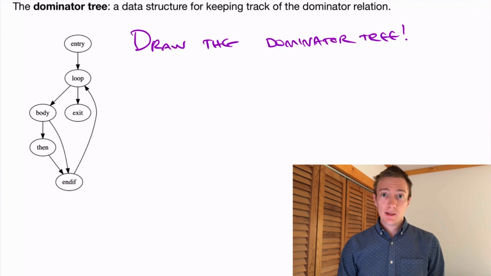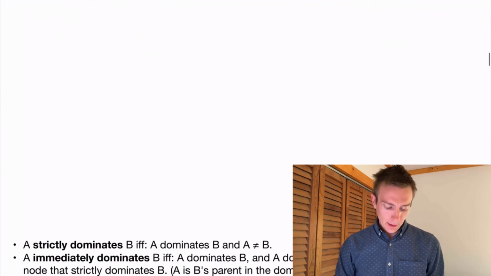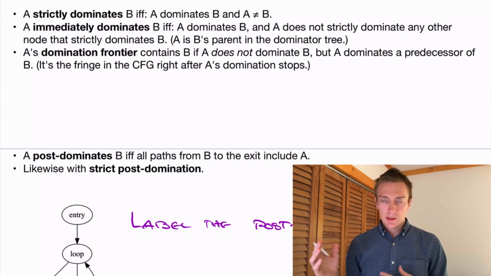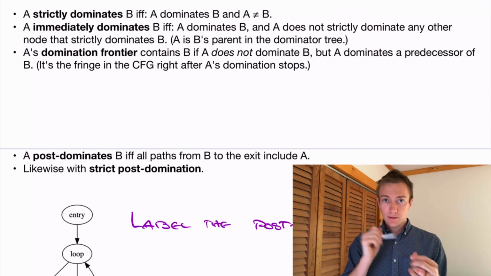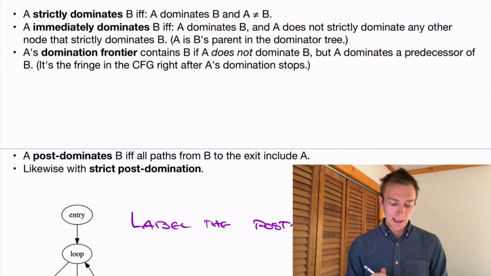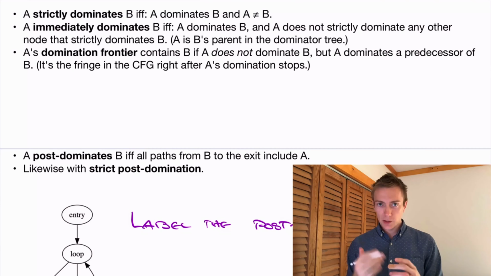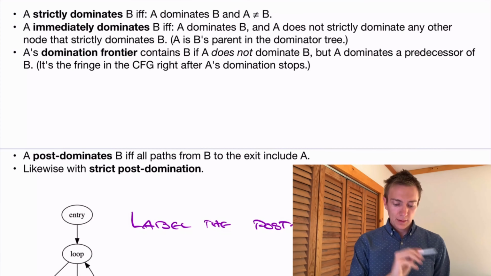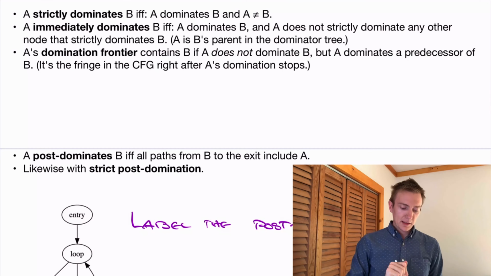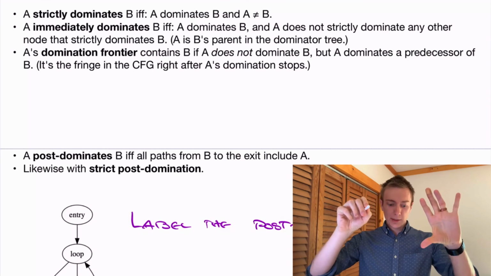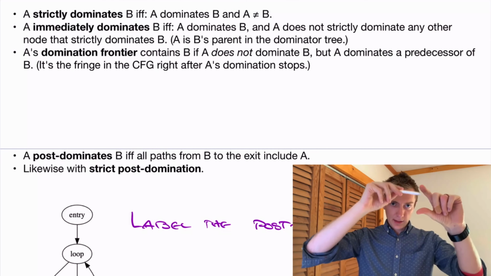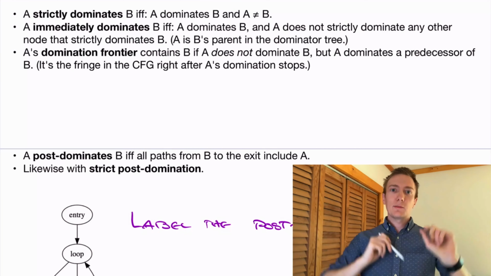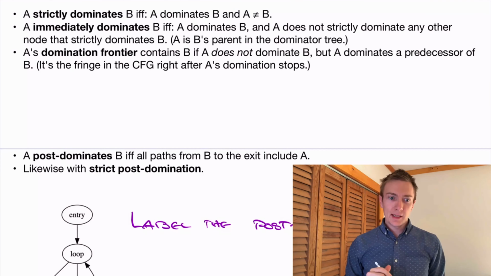To show you my answer, it's going to be helpful to define a couple more terms. They are strict domination, immediate domination, and the domination frontier. Strict domination is just the same thing as domination, except that it's not reflexive. That is, a block does not strictly dominate itself. Immediate domination, and this is what's going to become useful when describing the tree, is that A immediately dominates B if A dominates B, and also it doesn't strictly dominate something else that strictly dominates B. So there's a domination relationship between A and B, but there's not a third one in between. So that's called an immediate domination.